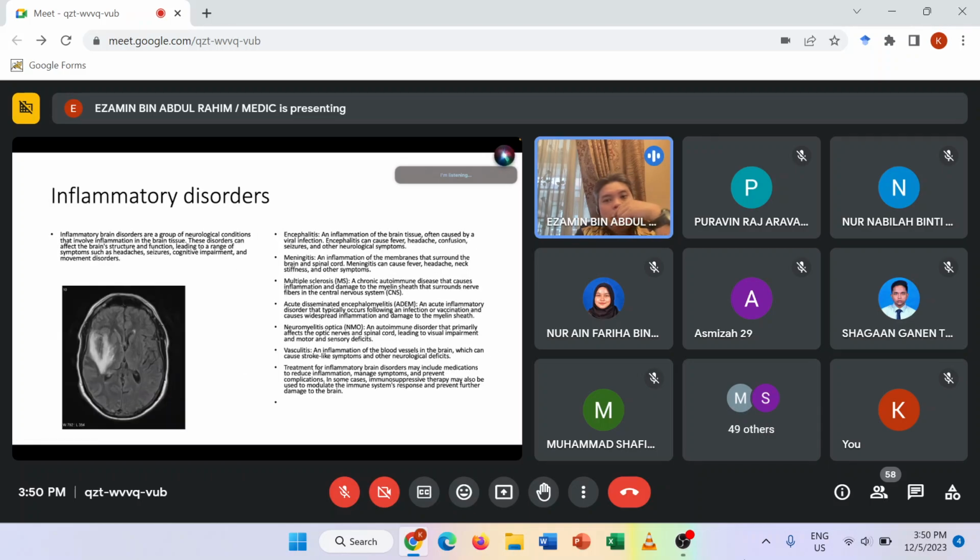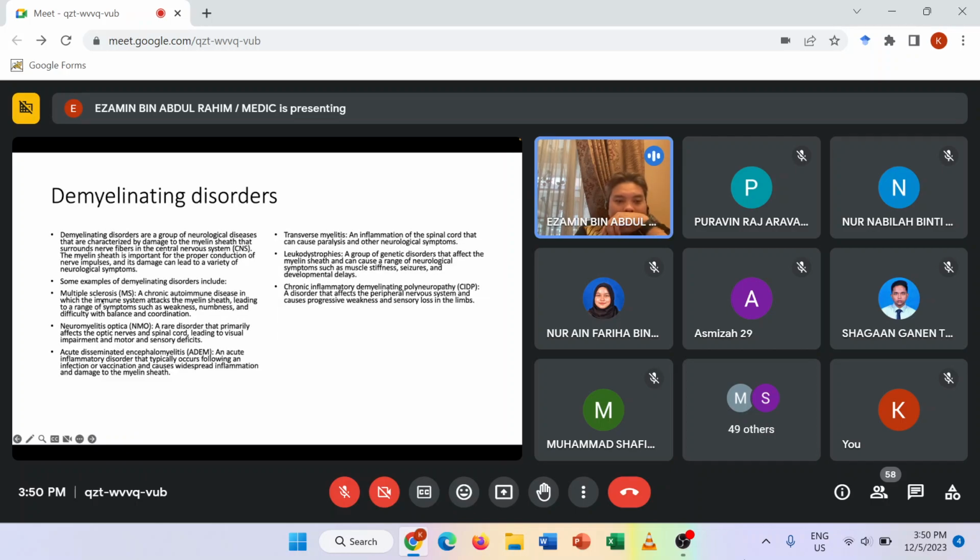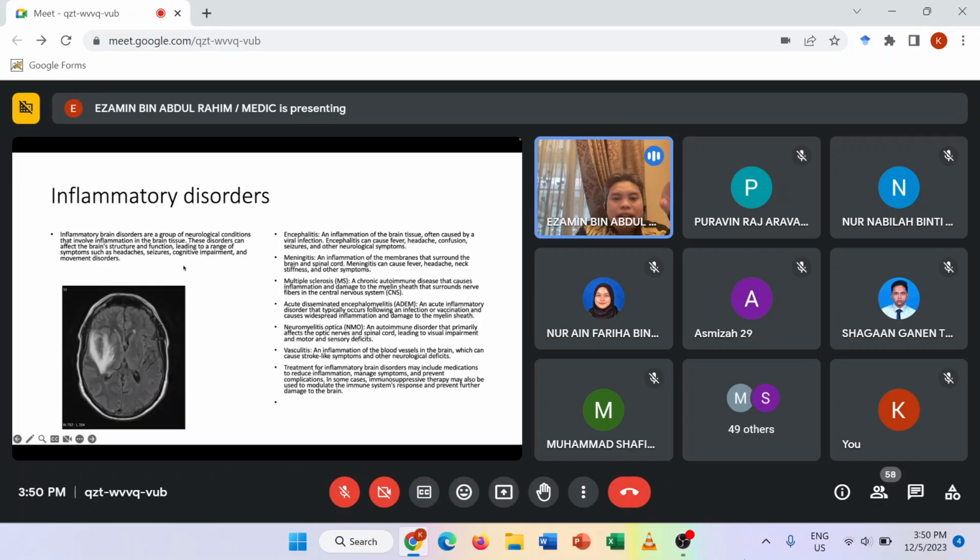Okay, this one is the inflammatory disorder. Inflammatory disorder. Okay, I forgot just now, I got distracted. Multiple sclerosis, usually on T2 it is slightly bright. I'm not sure you have to know this. It's difficult, I think. And then what you should know, I think, is encephalitis.